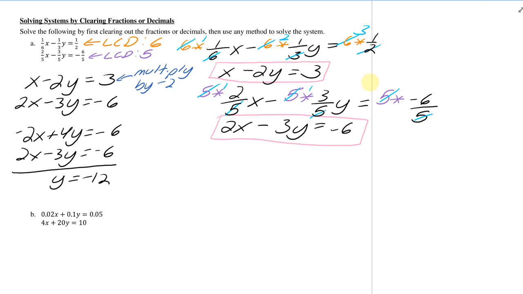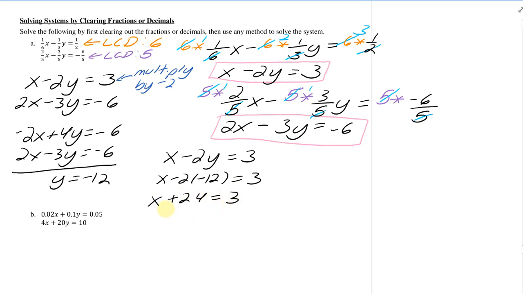Okay, so here's why I wanted to work through all this with you. Now you might be thinking, oh my god, I have to plug it back into this crazy thing, and you don't. You can just plug it back into one of these two equations here, and I'll plug it back into the first equation. So let's take x minus 2y equals 3. This is what I'm going to plug my negative 12 into, like this. And so I get x plus 24 equals 3. Subtract off the 24. So I get x equals negative 21.